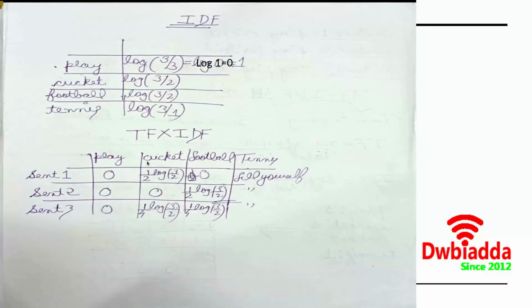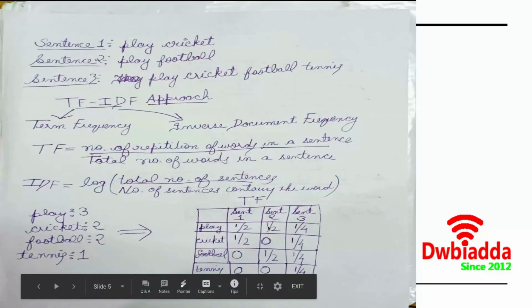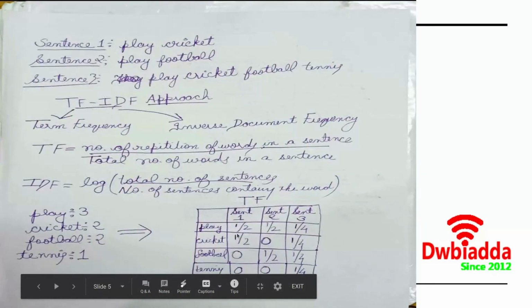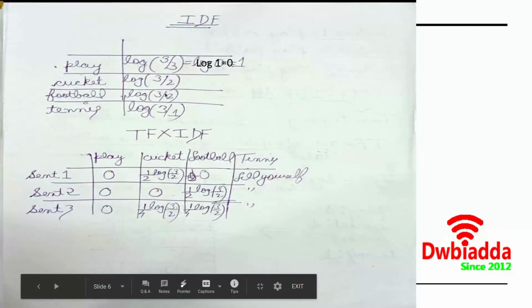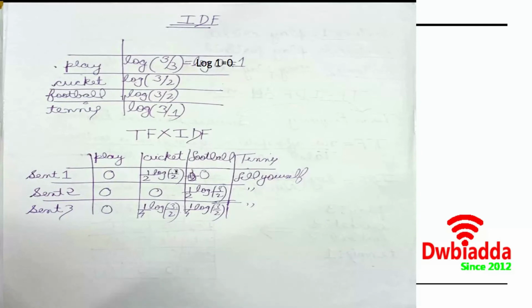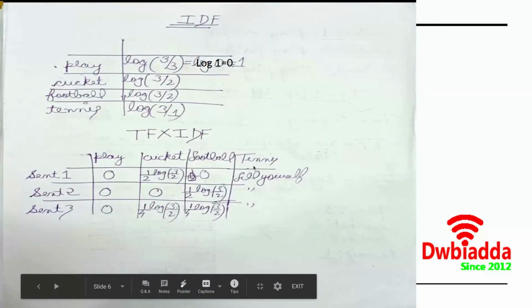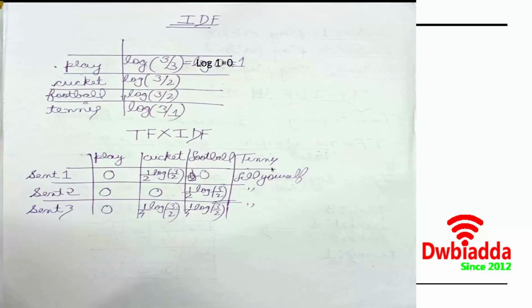And then if you see about cricket, what happens in cricket is that IDF is log 3 by 2, and in sentence 1, cricket has a term frequency of 1 by 2. So it's 1 by 2 multiplied by log 3 by 2 over here. Similarly, if you consider football, football does not appear in sentence 1. So 0 multiplied by log 3 by 2 is 0. Similarly, you could calculate for tennis itself. You could figure it out yourself.